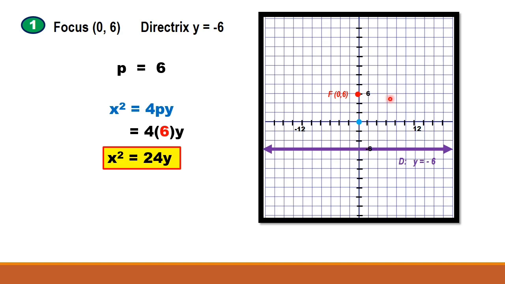This is 2p. So this is 12 and this is 12. Let's count from focus: 2, 4, 6, 8, up to 12. So this is the point, and the other one is also 12 away. So this is the other point, and this is the focal width of this parabola. Coordinates are positive 12, 6 and negative 12, 6. And draw the parabola.